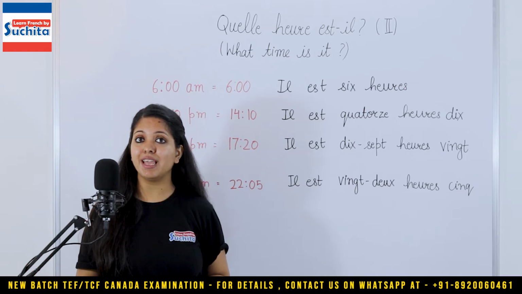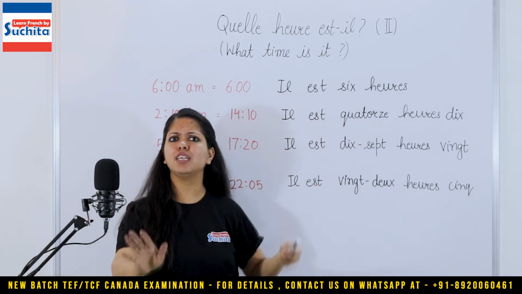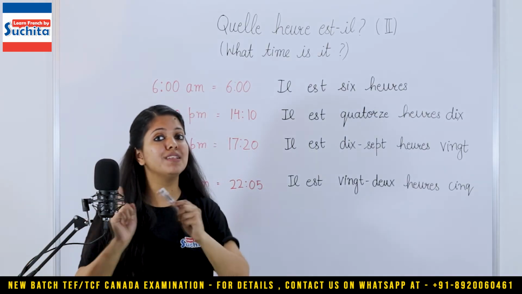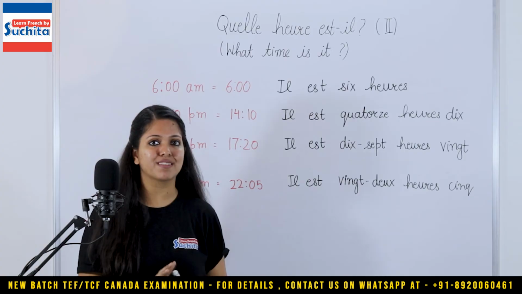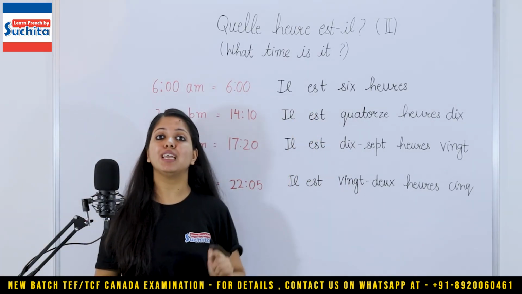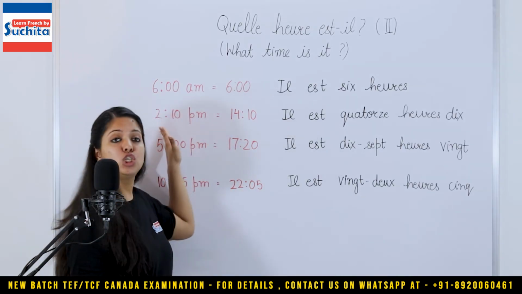Now 6 AM. 6 AM is actually 6. So you say il est 6 heures. You do not need to add anything after that. Because had it been 6 PM, it would not have been 6. It would have been 18. So in that case, we would have said il est 18 heures.